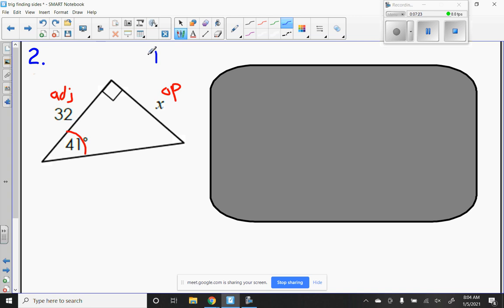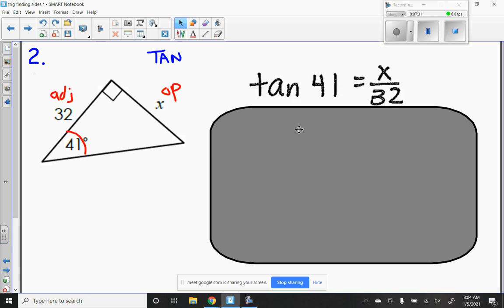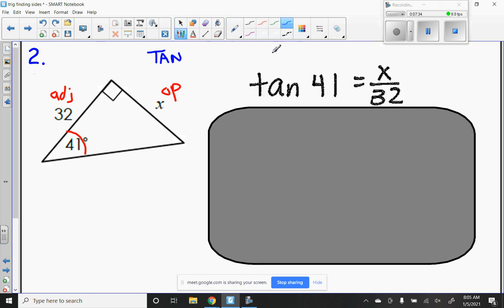Tangent is opposite over adjacent. Yeah, cosine has the hypo in it. We don't have the hypo. This is tangent. Tangent, okay. Tangent, our angle, put our equal sign in, and tangent says opposite over adjacent. That's why our x is on top, because x is in the opposite spot and 32 is in the adjacent spot.